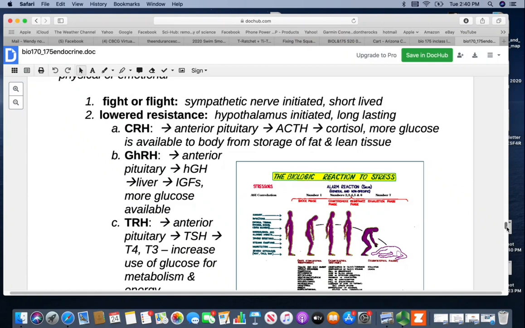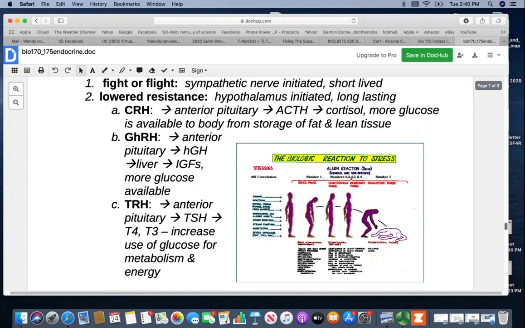So corticotropin releasing hormone is going to stimulate the anterior pituitary to produce ACTH, which will lead to cortisol production. The idea here is to have more glucose available from the body, from the storage of fat and lean tissue, more glucose available to deal with the stress. Growth hormone releasing hormone from the anterior pituitary stimulates human growth hormone and the liver to produce the insulin-like growth factors. Again, the goal, making more glucose available.